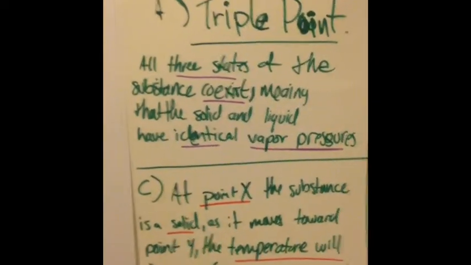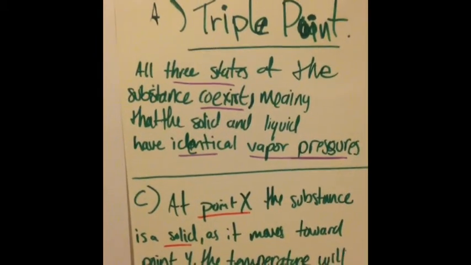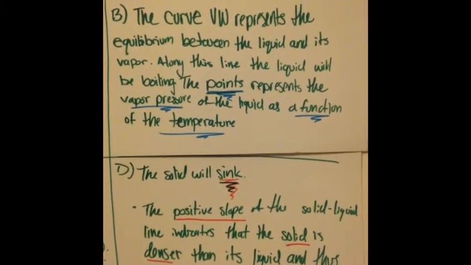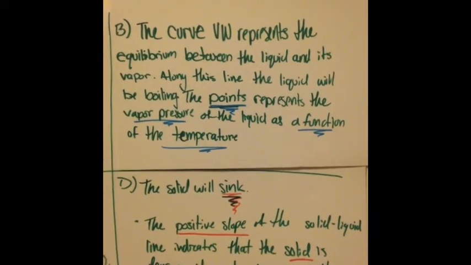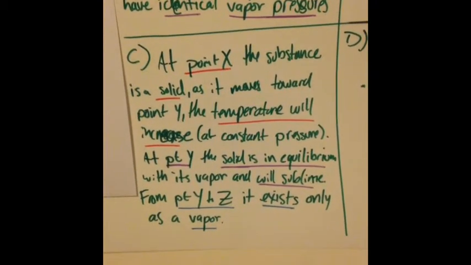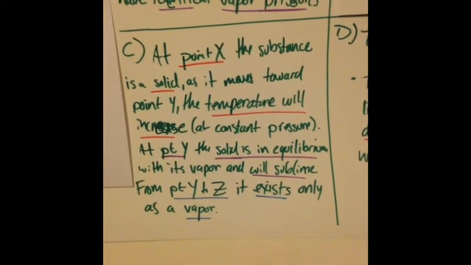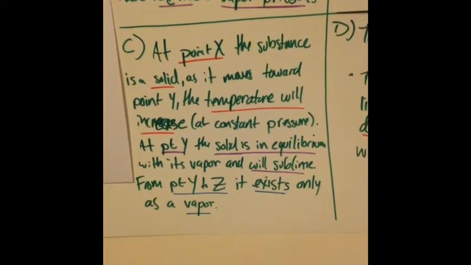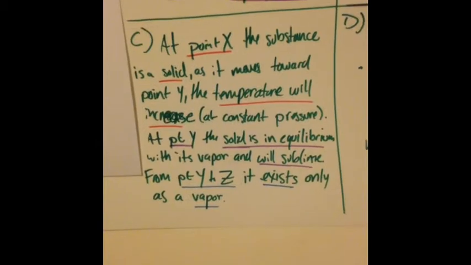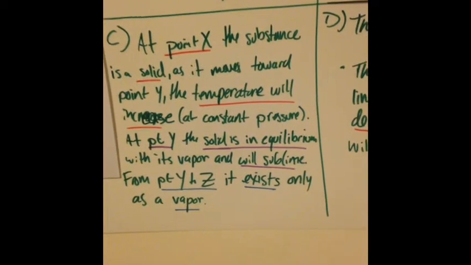So let's do a quick recap. In part A, point V represents a triple point at which all three states of the substance coexist. In part B, each point shows the temperature and pressure where both the liquid and the gas are at equilibrium. Part C. At point X, the substance is a solid, and as it goes towards point Y, the temperature will increase at a constant pressure. At point Y, the solid is in equilibrium with its vapor and will sublime. As point Y goes towards point Z, it will only exist as a vapor.